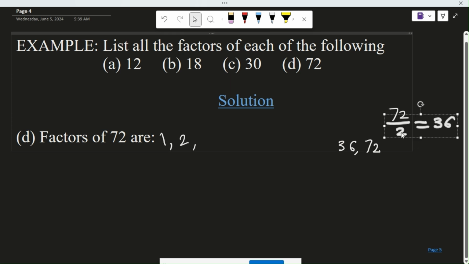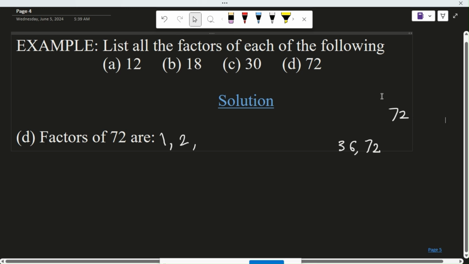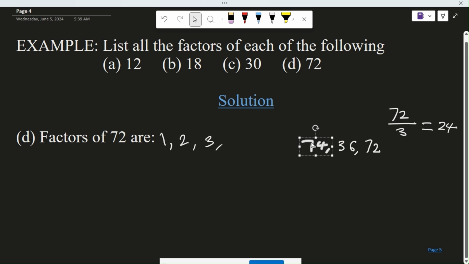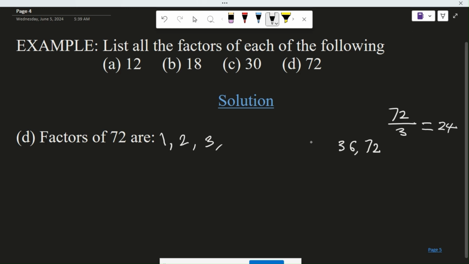Let's consider 3. So if we use 3 to divide 72, alright, 72 divided by 3, our outcome will be 24. So we have 3 here and 24 here. Pardon me for that. Okay, so we have 24.